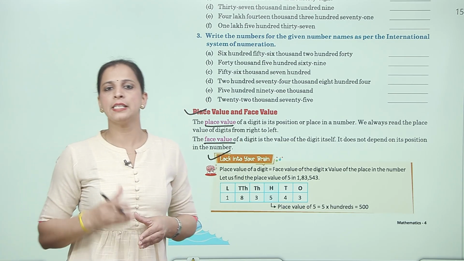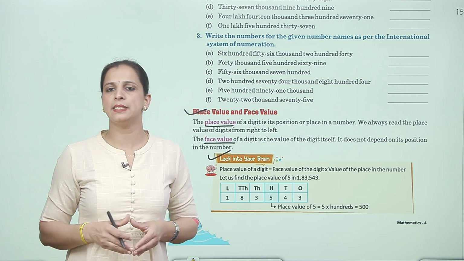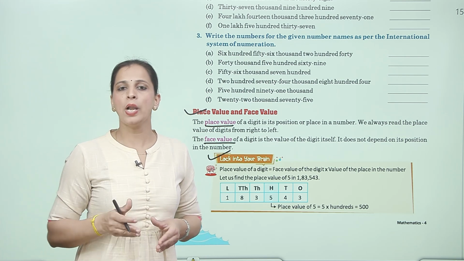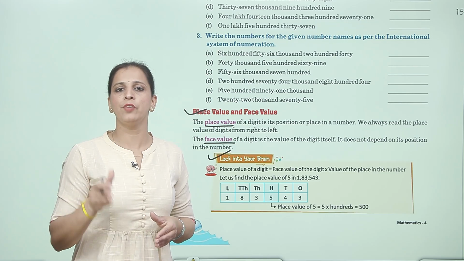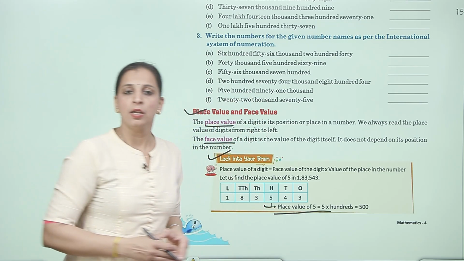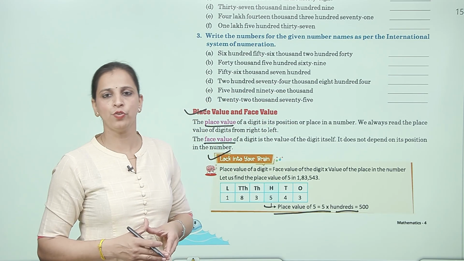Place value of a digit is equal to the face value of the digit multiplied by the value of the place in the number. Let us find the place value of 5 in 1,83,543. 5 is at the hundreds place. So face value of 5 is 5 and its place value is 100 times 5, that is equal to 500.